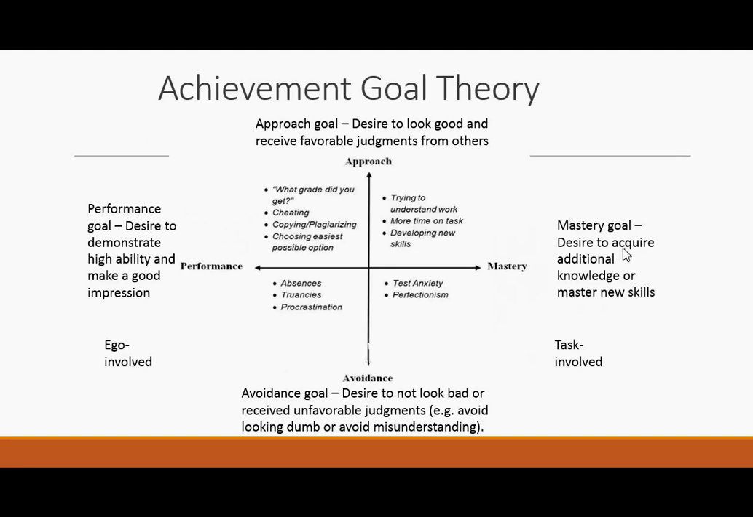If it's an approach for a mastery goal, we're trying to understand the work, we're going to spend more time on the task and develop new skills. But if it's a mastery goal that we have avoidance towards, we're going to experience test anxiety, perfectionism. We're going to get over-involved in the process of learning it. So this is more healthy and this is more neurotic. Okay. So hopefully you can take into account mastery avoidance versus performance avoidance, performance approach, and mastery approach.